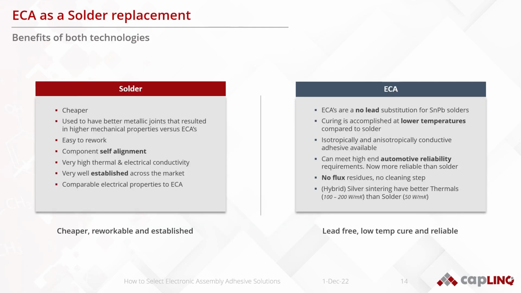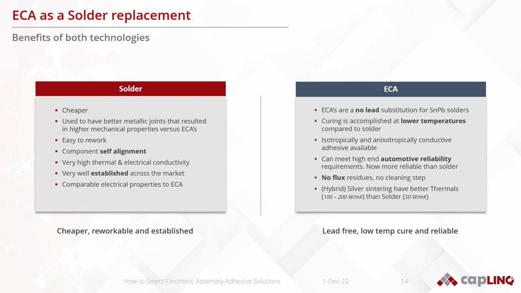If we want to compare ECAs to one very common industry workhorse, it's solder. Both of them have benefits and drawbacks, and I want to highlight the benefits of both material types. Solder, pound for pound, is cheaper than ECAs. It is also really easy to rework because there is a certain temperature where it goes from a solid into a liquid and then back to a solid. If you go below the temperature, there is self-alignment of your components. Solder is very well established in the market, and it has electrical properties comparable to ECAs as well.